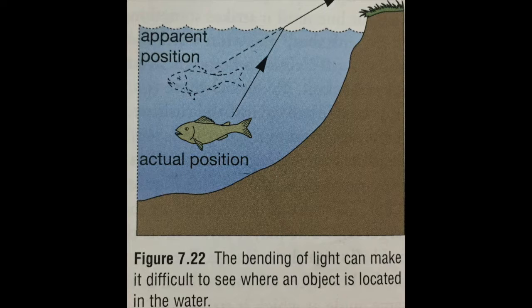See figure 7.23. Figure 7.23: light is refracted as it passes through one medium into a denser medium. When the angle of incidence I increases, the angle of refraction, capital R, also increases. However, doubling the angle of incidence does not mean that the angle of refraction also doubles.